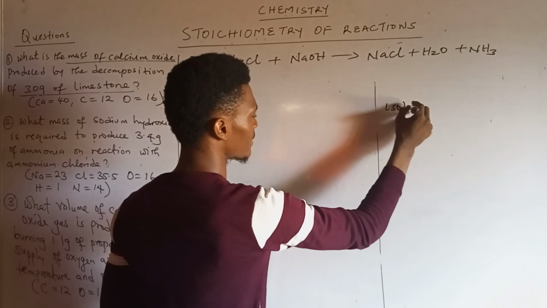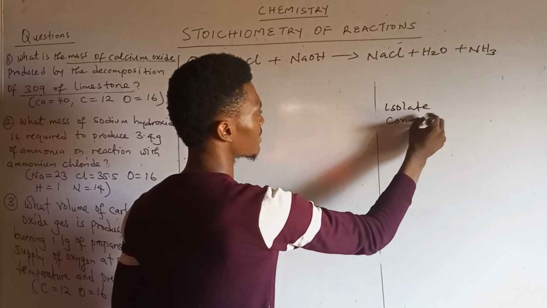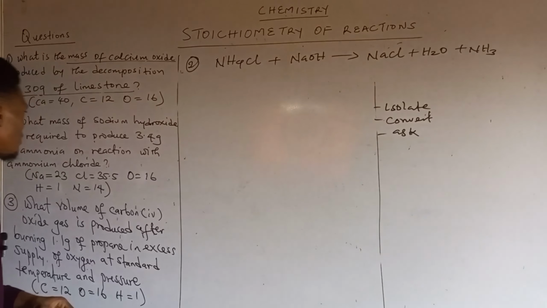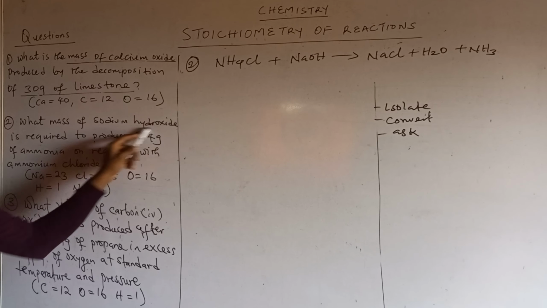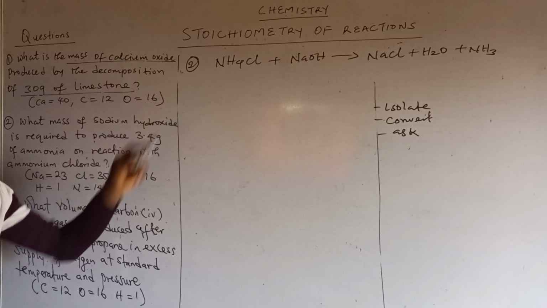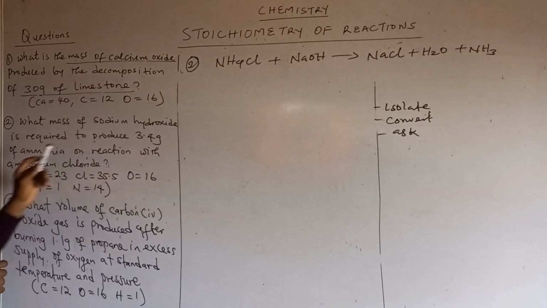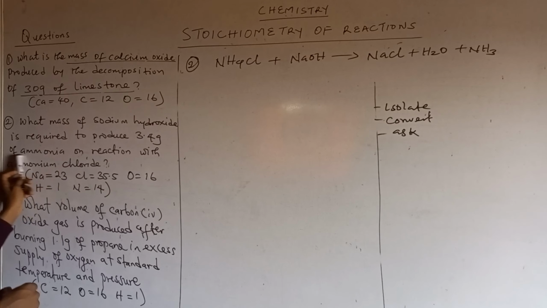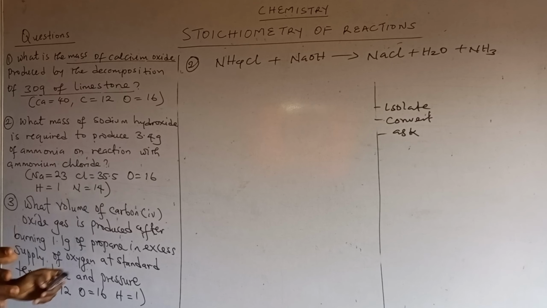Remember the code: isolate, then you convert, then you ask. So don't forget this. Now looking at the question, let's see the relevant components of the question. What mass of sodium hydroxide, meaning this one is still very relevant, is required to produce 3.4 grams of ammonia on reaction with ammonium chloride? So the ones that you are being given values for are the relevant ones. Or probably you are given the value of one, then you are expected to find the value of another. Those are the relevant ones.